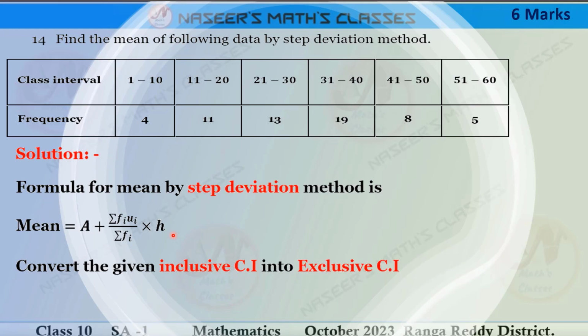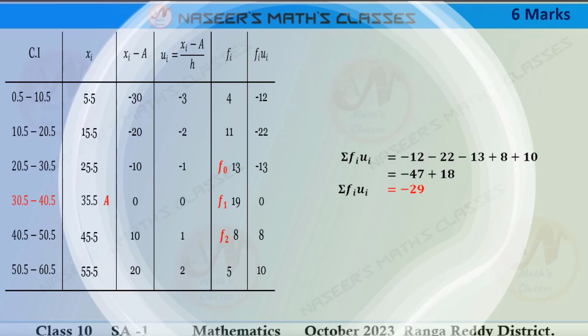To find the mean, first we have to convert these inclusive class intervals into exclusive class intervals. So we convert the limits to boundaries. After converting inclusive class intervals to exclusive class intervals, we write the class intervals as 0.5 to 10.5, 10.5 to 20.5, 20.5 to 30.5, 30.5 to 40.5, 40.5 to 50.5, 50.5 to 60.5.